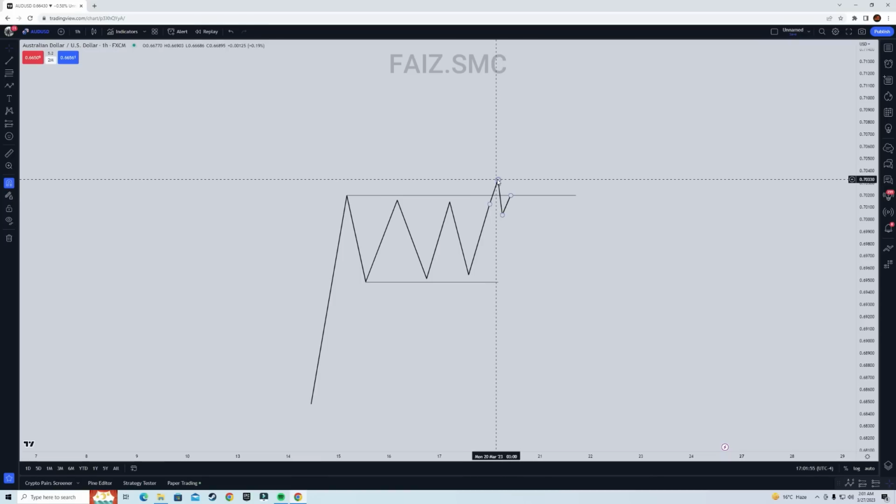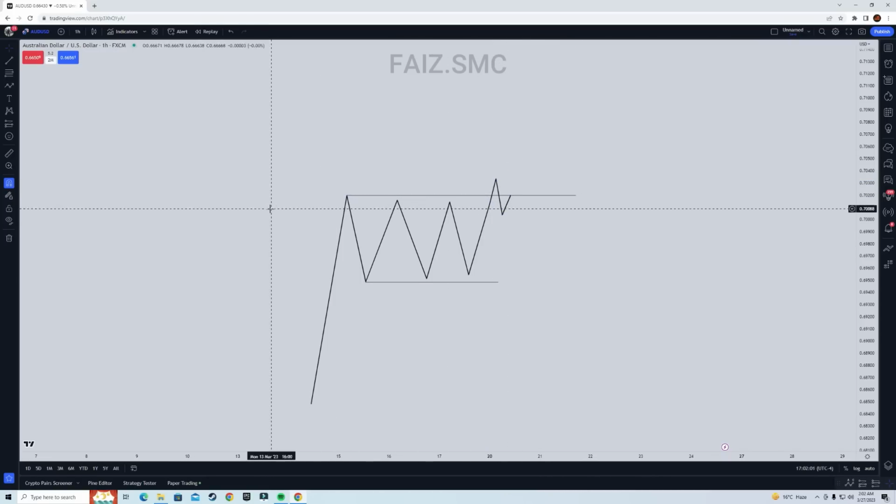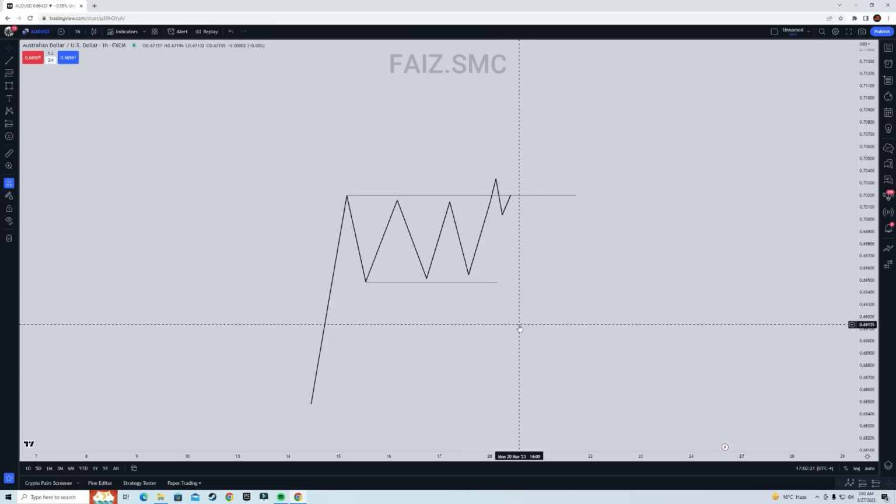Essentially, there are two entry patterns. You can enter on the retest of the high of the range, which is this, or you can use the entry model, which would be looking for a market structure shift below the range. You would be taking your entry from a fair value gap or order block, but I usually enter through the retest right here. So how do you identify a range?